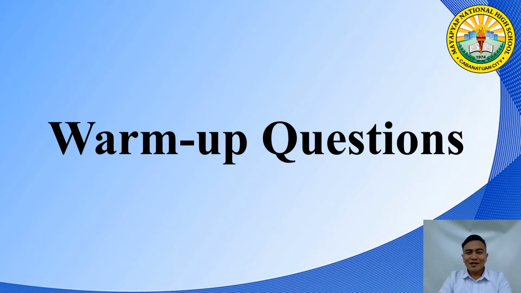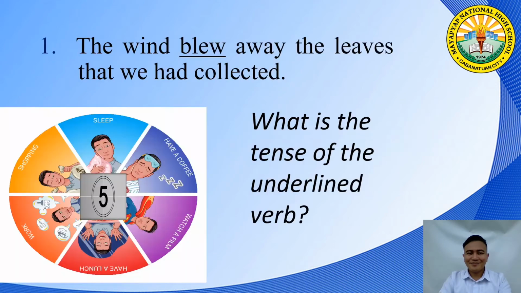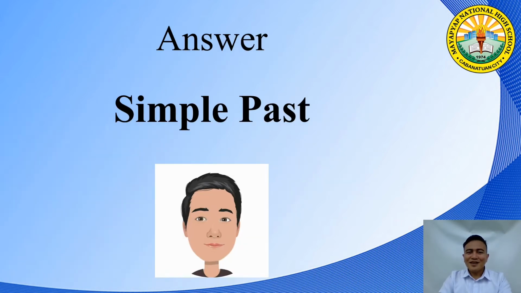Before the lesson, let's have some warm-up questions. I have here 2 questions for you to answer. The first question is, the wind blew away the leaves that we had collected. What is the tense of the underlined verb? Timer starts now. What do you think is the answer? Excellent! The answer is simple past.